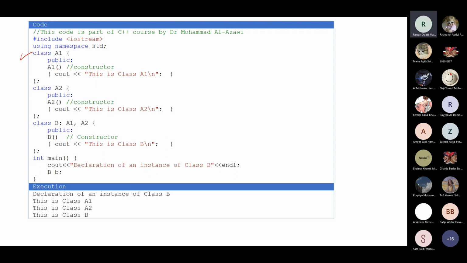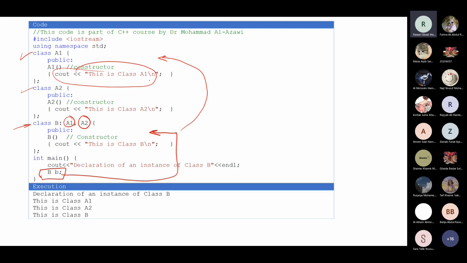Class A1, public A1 constructor. This is class A1. Class A2, also the constructor. This is class A2. Now, you can see class B inherits from A1 and from A2. So when you declare a variable here, it will go to class B, but it finds that it inherits from A1 and A2. So it will go first to A1, execute the constructor here. Okay, so I'll get this is the first message.